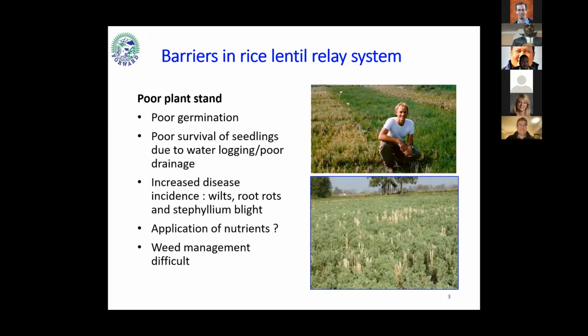And the other barrier is the application of nutrients. Actually, the crop is grown under zero inputs. Nothing is applied in lentil, only it is seeded and left. So there is no methodology to apply fertilizer nutrients in that scenario. And the next is weed management is difficult under the lentil system. So poor plant density or poor plant stand is the major constraint under this system.